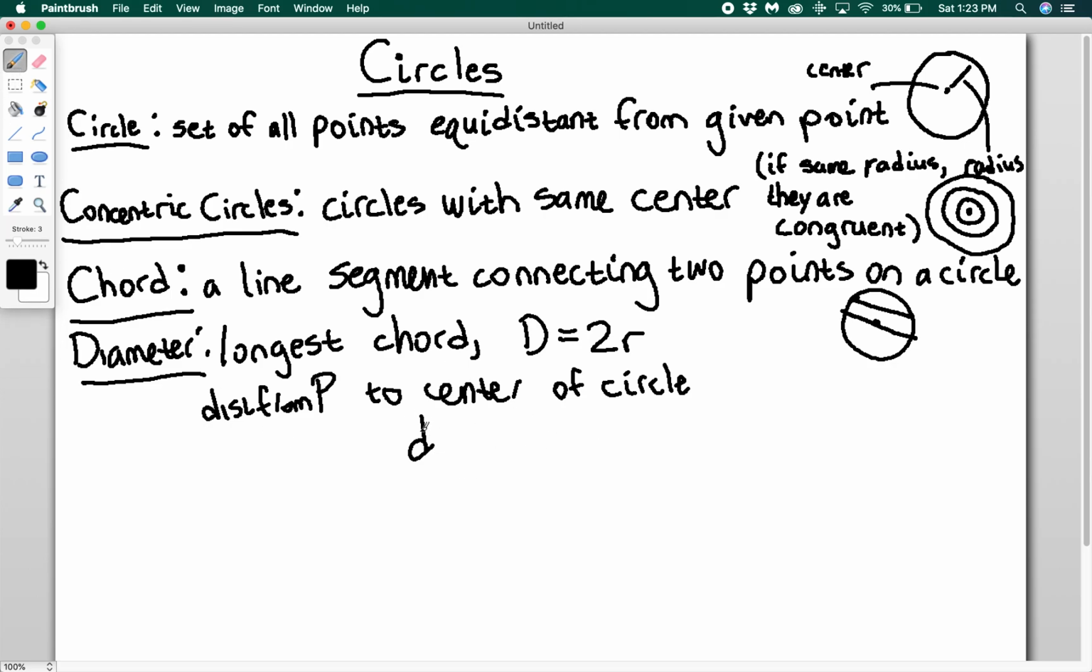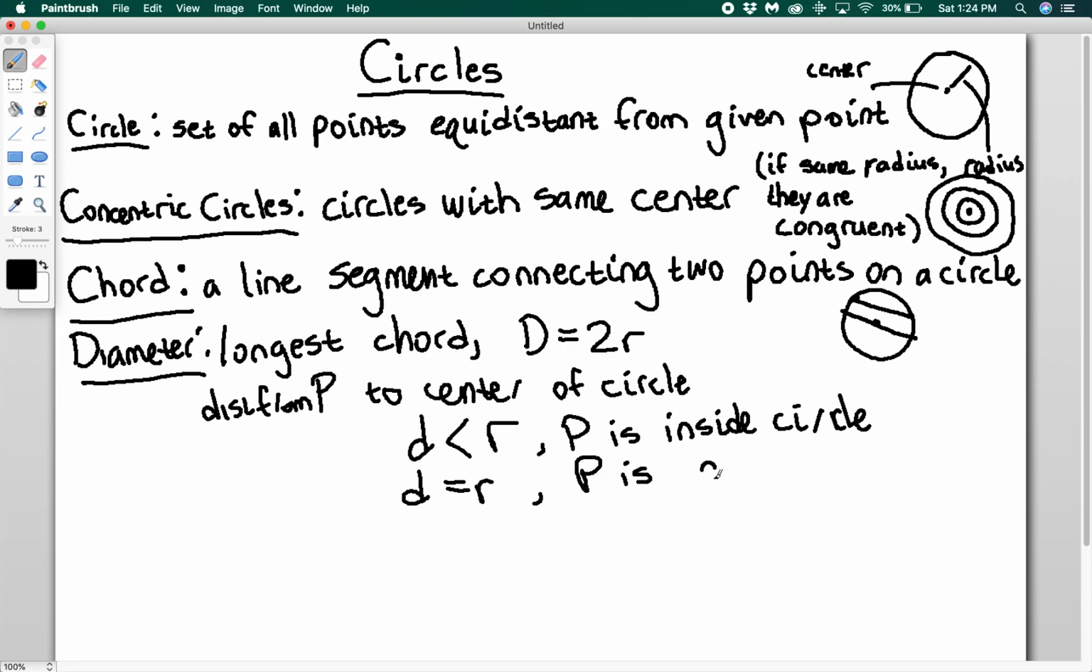So if lowercase d is less than r, that means that my point has to be inside my circle, since r is the distance from the center to where the circle actually is. If d is less than that, the point has to be inside. So if d is less than r, then P is inside the circle. If d is equal to r, then P is on the circle, because then it's right on the circle here. And if d is greater than r, then it's outside the circle.